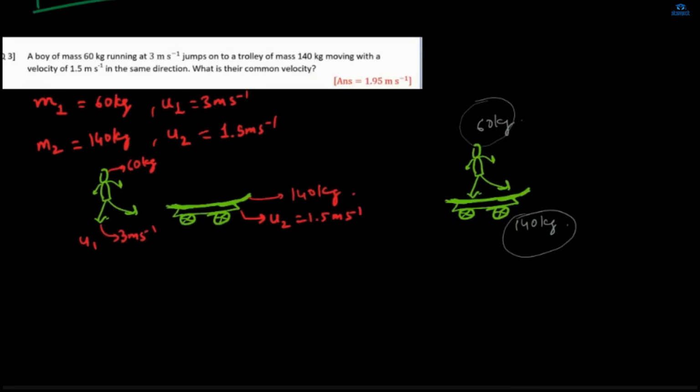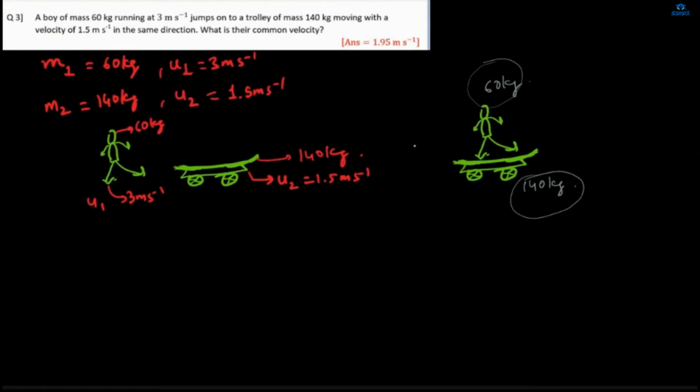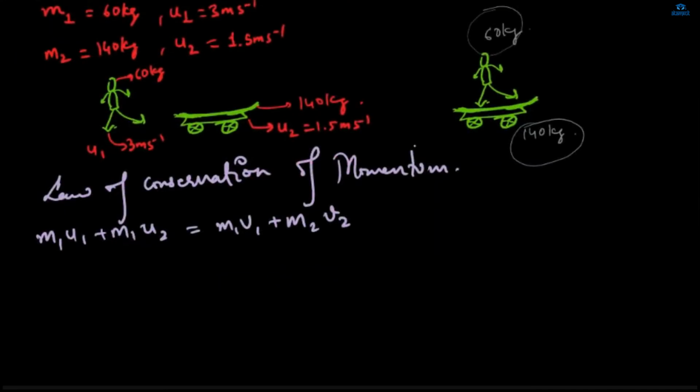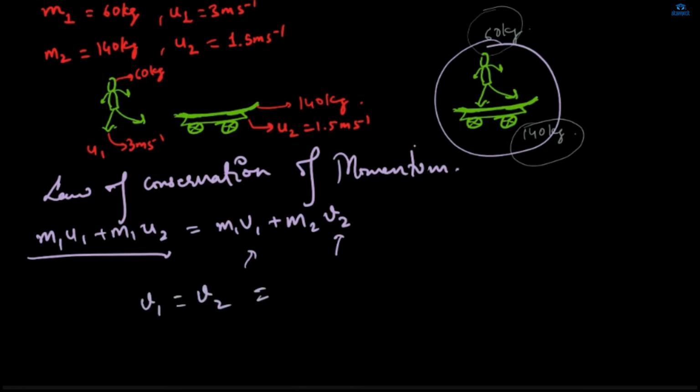If we are going to write the formula using the law of conservation of momentum, what is the law? m1 u1 plus m2 u2 equals m1 v1 plus m2 v2. Writing the formula is a must. Now we know these values, m1 u1 and m2 u2. What we do not know is v1 and v2. When this boy has come over this trolley, the velocity of both of them becomes the same, means v1 will be equal to v2, which we can write as v, the common velocity of both of them.